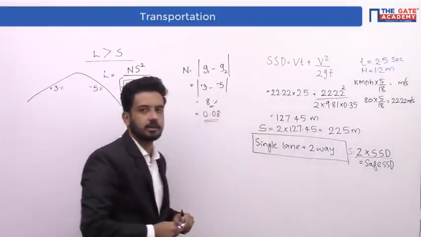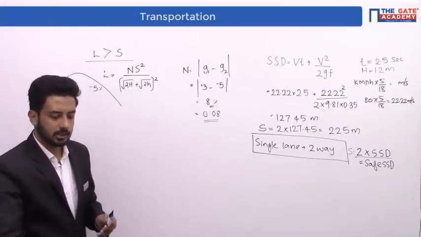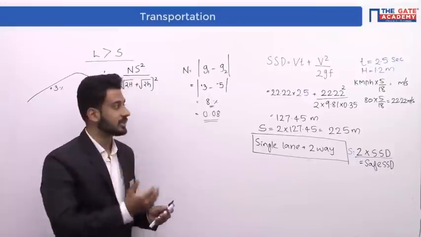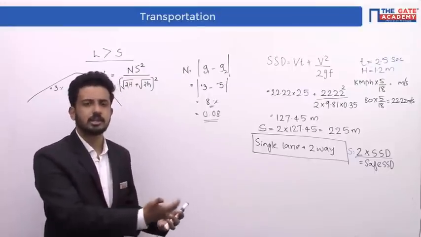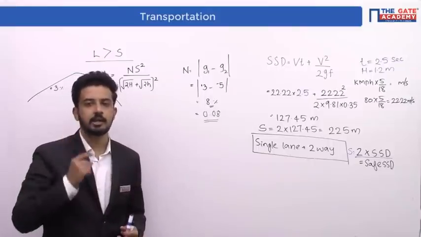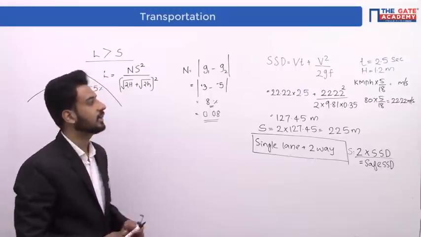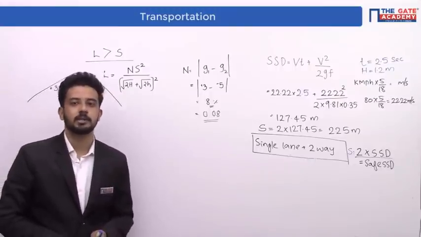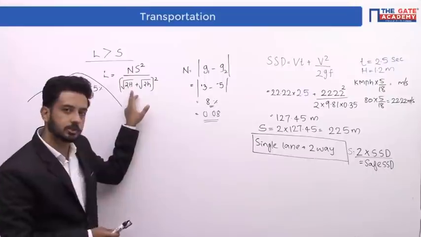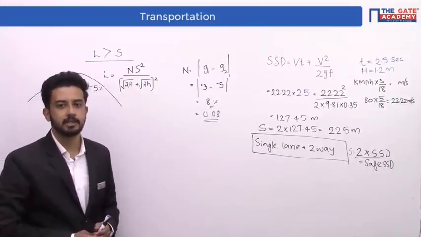So as per IRC, this H value is 1.2 meter. As per IRC, the capital H value is the average height, because it can be any value, correct? So the average height of eye level above the road surface as per IRC is 1.2 meter. So I have to substitute 1.2 here instead of capital H.